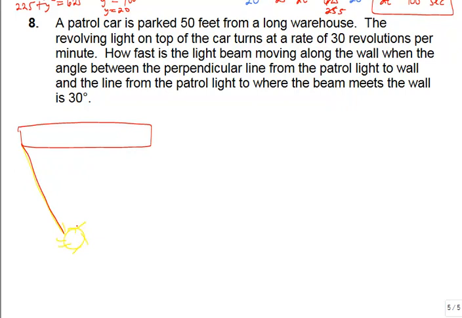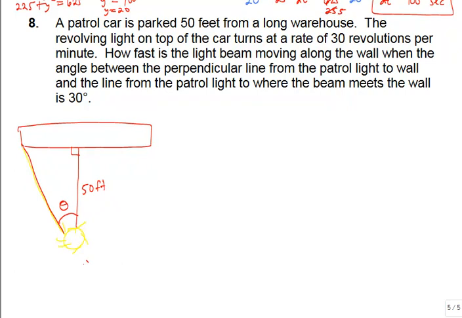The perpendicular distance from the light to the wall would be this right here, and we're told that because the patrol car is parked 50 feet from this warehouse, the distance from that light to the warehouse should be this 50 feet. Now this angle that we're talking about is the angle between this perpendicular line and where the beam meets the wall, which is this red line over here. So the angle that we're talking about is this angle theta.